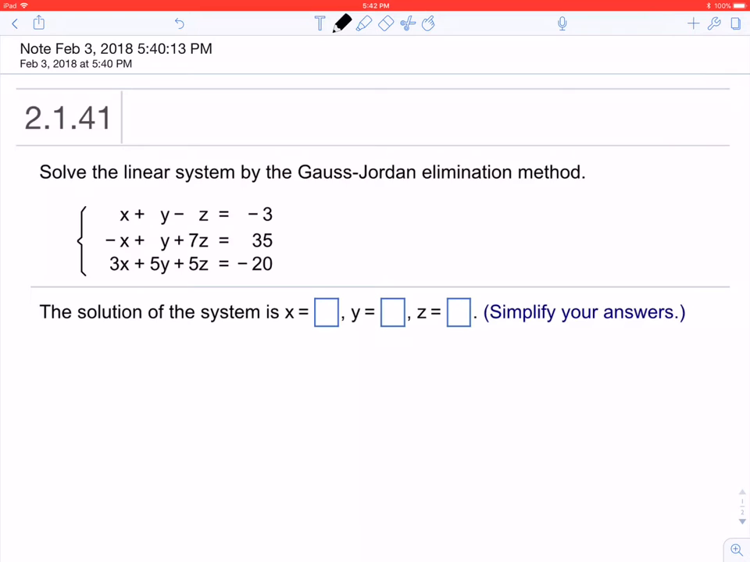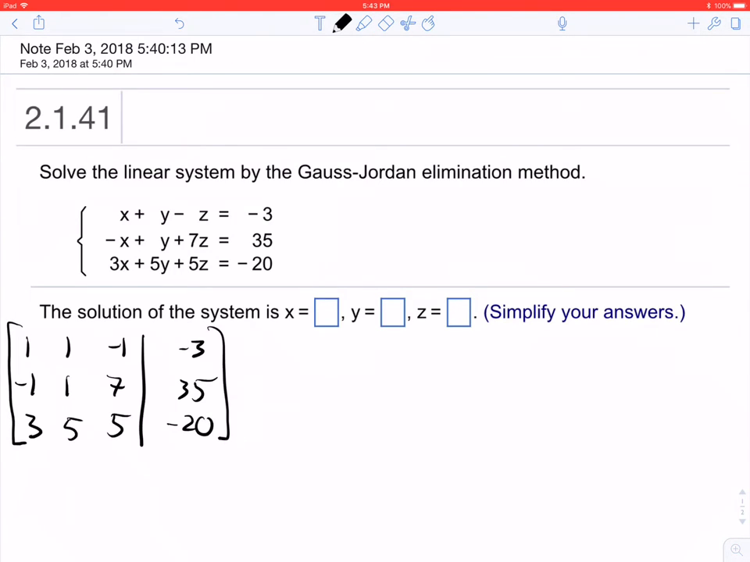All right, so we start with the coefficient matrix. So we have 1, 1, negative 1, and then the solution matrix is negative 3, negative 1, 1, negative 1, 1, 7, and then 35, and then 3, 5, 5, negative 20. All right, so this is the augmented matrix.